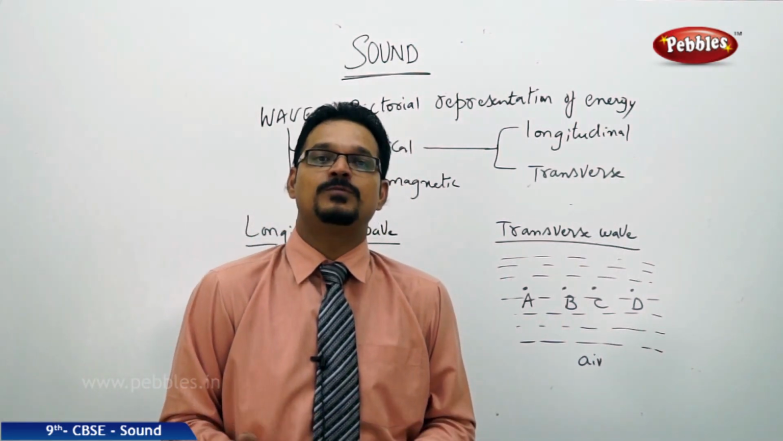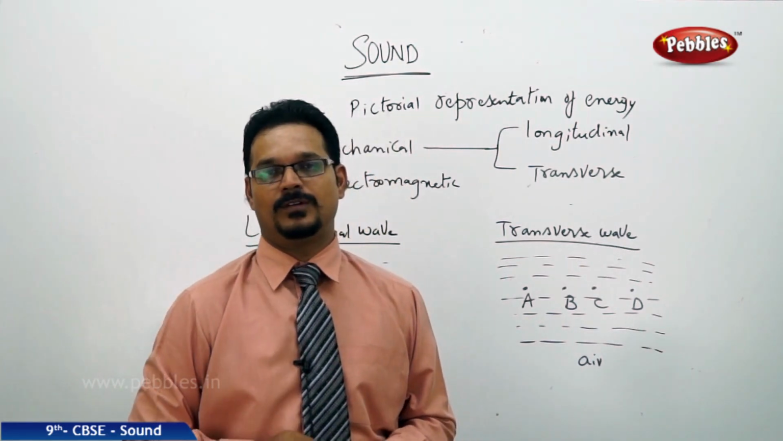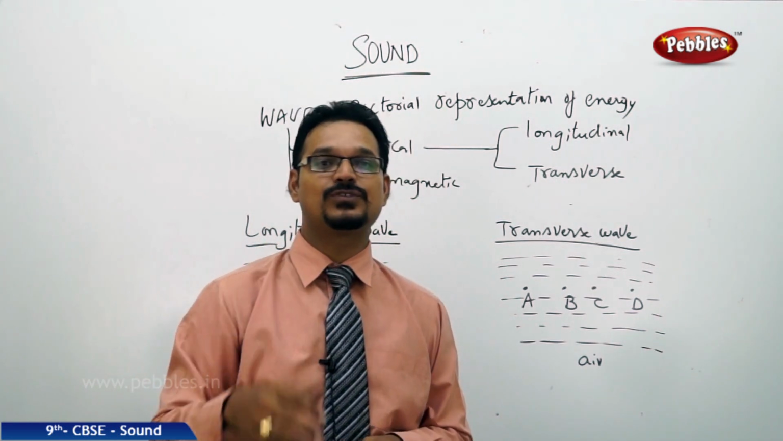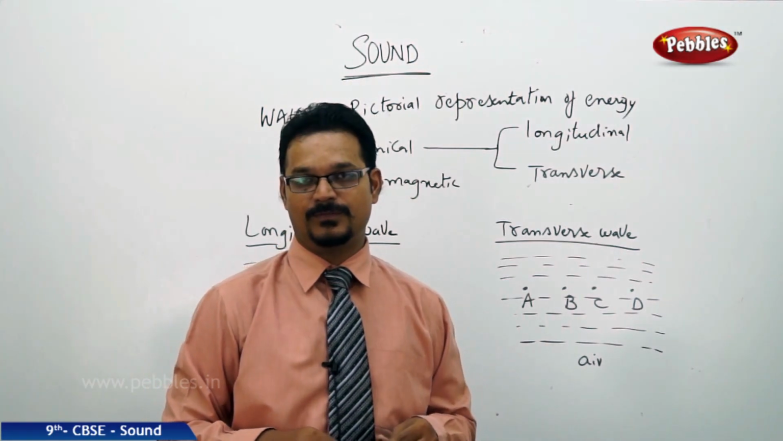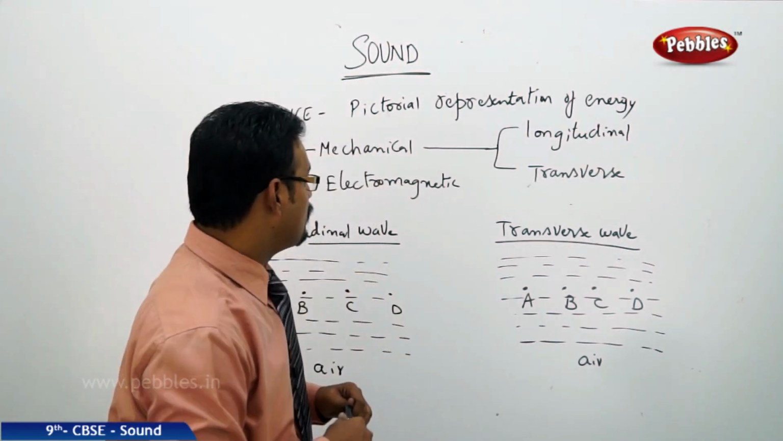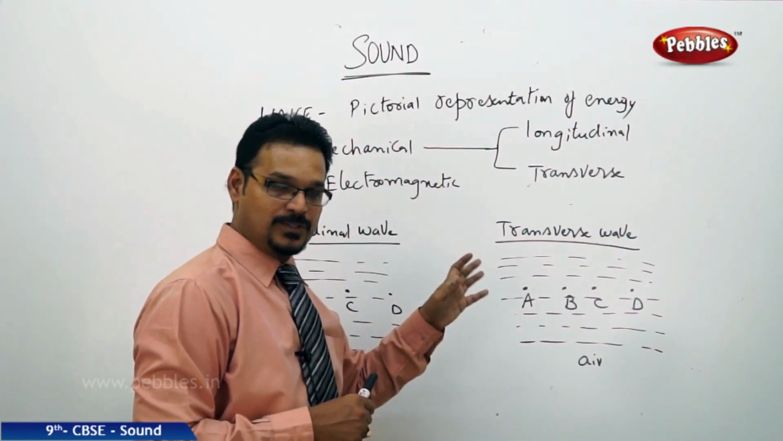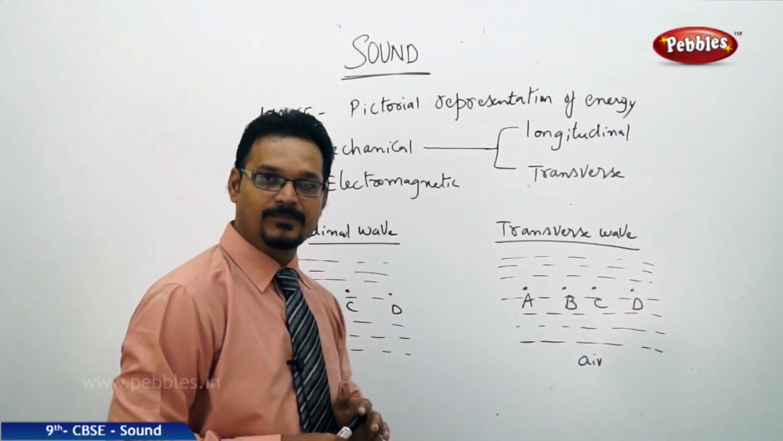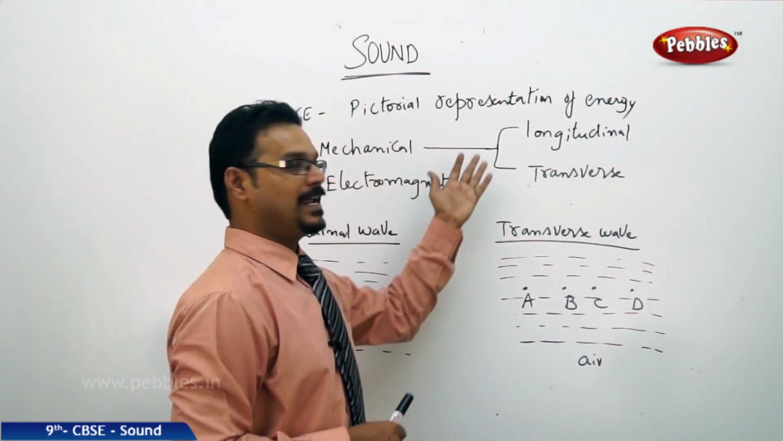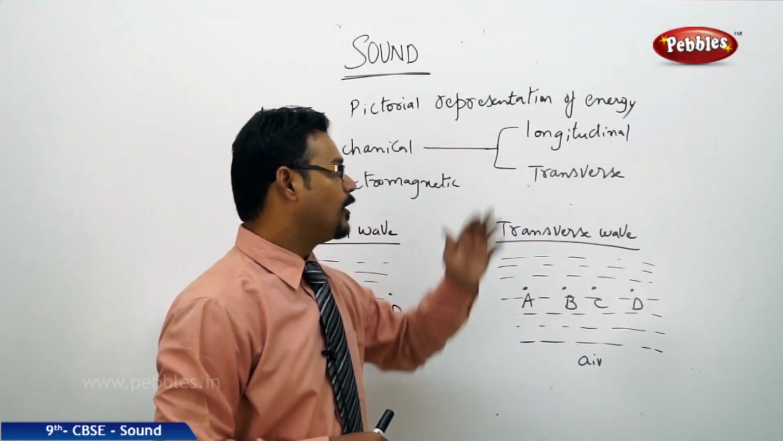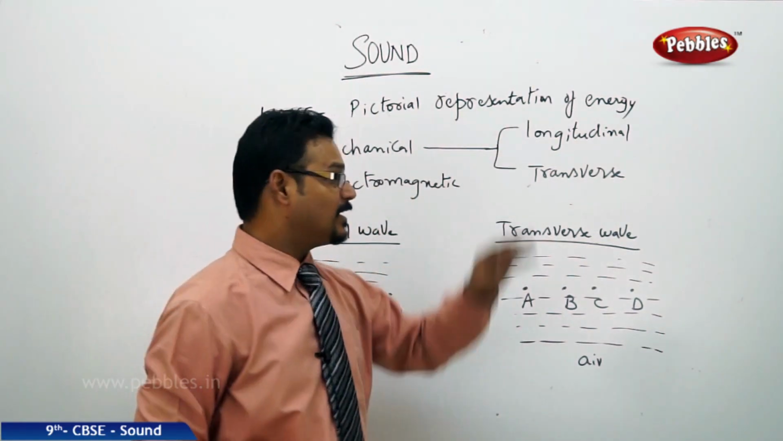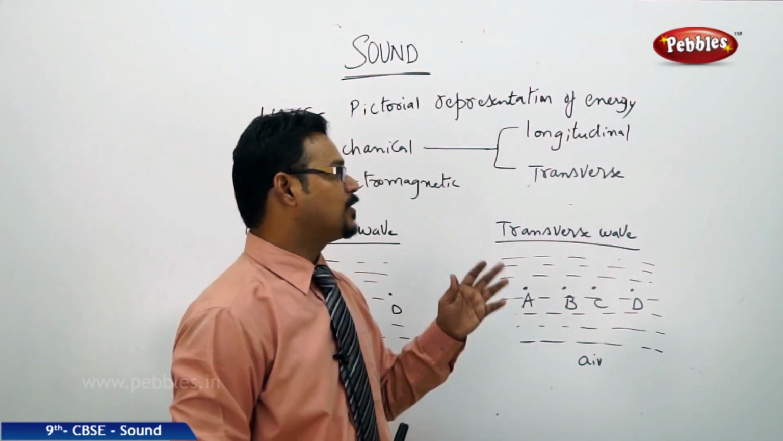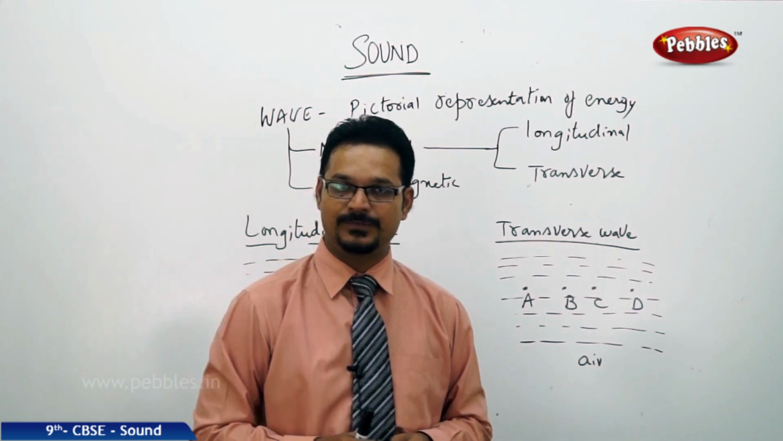Mechanical wave means the wave is produced because of mechanical force. That mechanical force is applied because of your muscular force or some machinery force. So based on the mechanical force, mechanical energy is produced, and because of mechanical energy you have a mechanical wave. And this mechanical wave is again classified into two types: longitudinal wave and transverse wave. So this is our point of discussion. Now the question is, what is longitudinal and what is transverse?